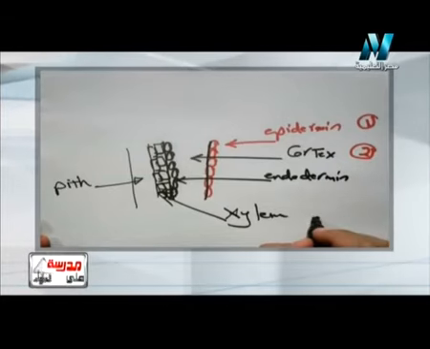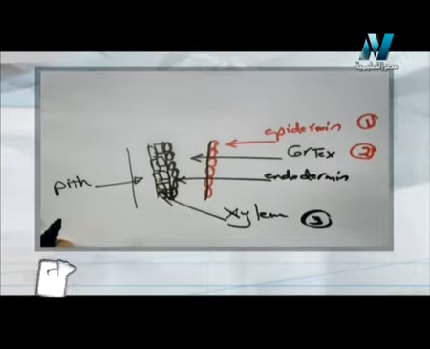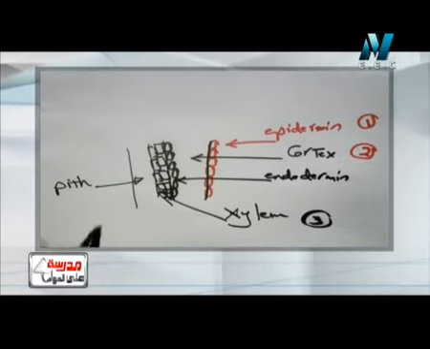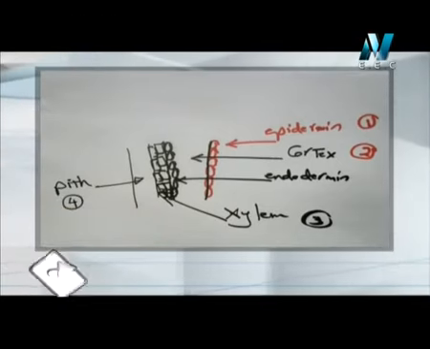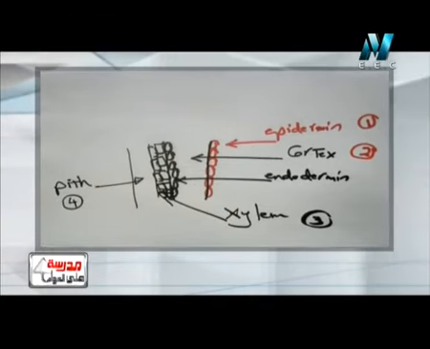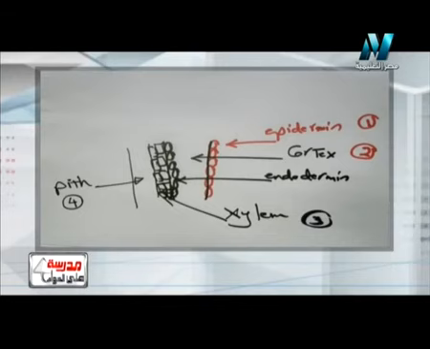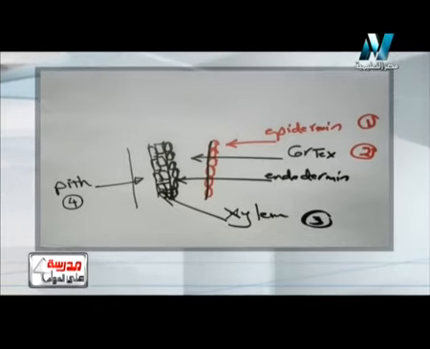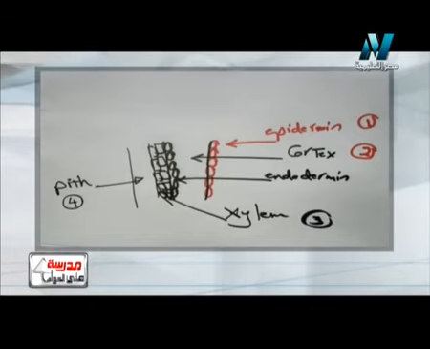The first layer is called epidermis. The second layer is called cortex. The third layer is called xylem. And the fourth layer is called the pith. So we have 4 layers in the root section, which are epidermis, cortex, xylem, and pith. So what about the endodermis? Endodermis is the last row of the cortex, the second layer.